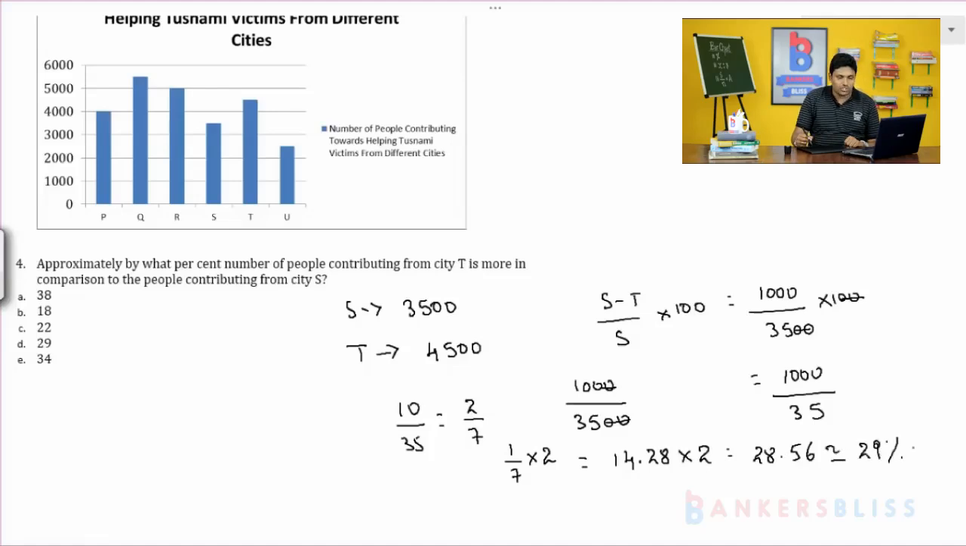See how much time you can save if you adopt the new method. So 10 by 35 you got. Once you solve 10 by 35, you are going to end up with 2 by 7. 2 by 7 can be represented in the form of 1 by 7 into 2. The value of 1 by 7 is 14.28 percent. If you multiply it by 2, then you are going to end up with 28.56, very near to 29. Therefore, option D is the right answer for problem number 4.